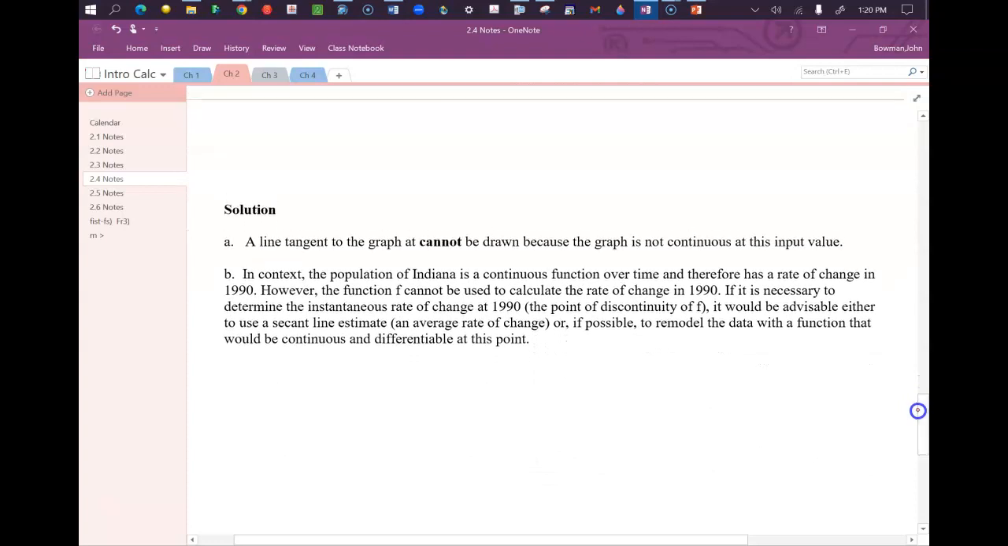In part B, it says, if it is necessary to determine the instantaneous rate of change at the point of discontinuity, it would be advisable either to use a secant line estimate, an average rate of change, so again, that would be an estimate, or if possible, remodel the data with a function that would be continuous and differentiable at this point.